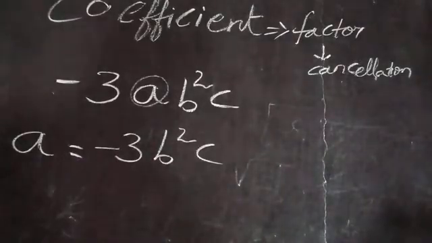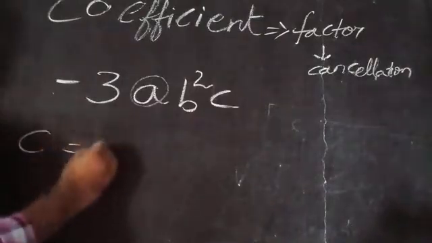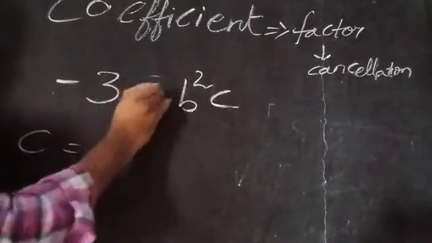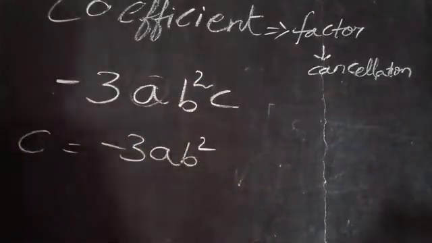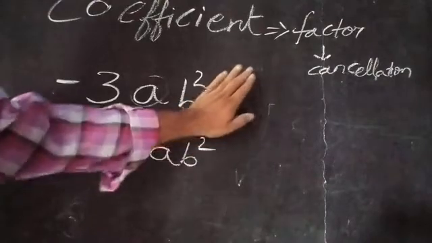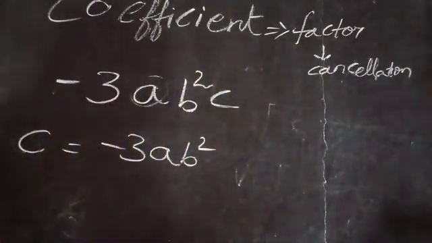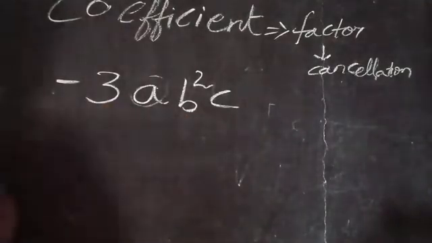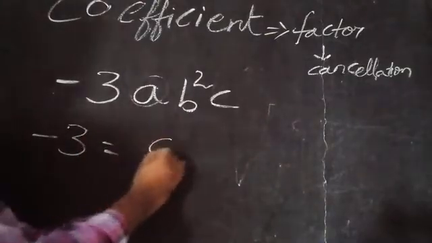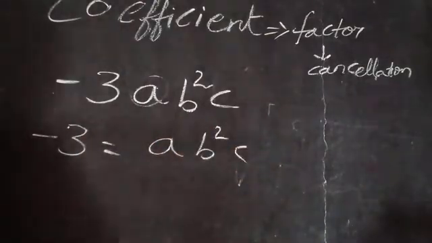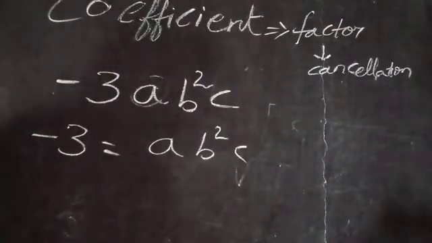Now the same question: what is the coefficient of c? That means we have to take out that c. Closing the c, the answer is minus 3ab square. Now I want the coefficient of minus 3. The coefficient of minus 3 is ab square c. We have to close the minus 3.